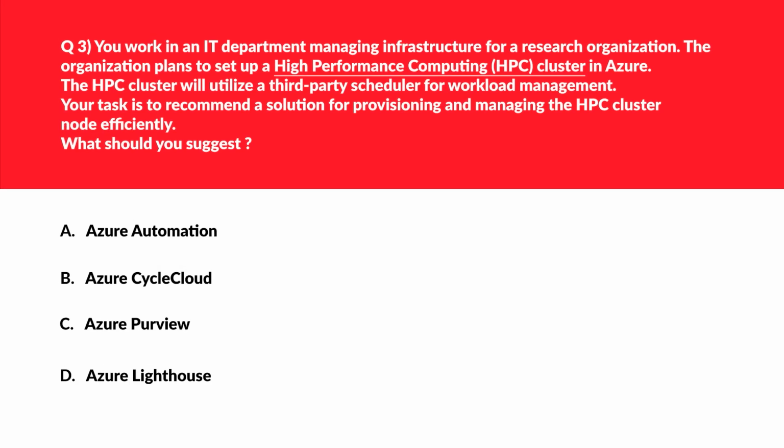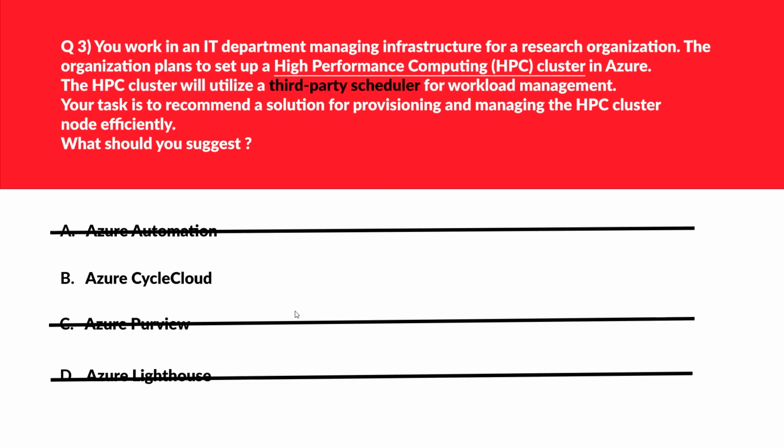Okay, this is interesting because it's related to high performance compute. As a performance-related topic, this is one of the important concepts for virtual machines. So we'll look at option A, C and D together. That is Azure Automation, Azure Purview and Azure Lighthouse. These are completely unrelated to a high performance compute cluster, hence incorrect choices. Let's remove these. We are left with option B, that is Azure CycleCloud.